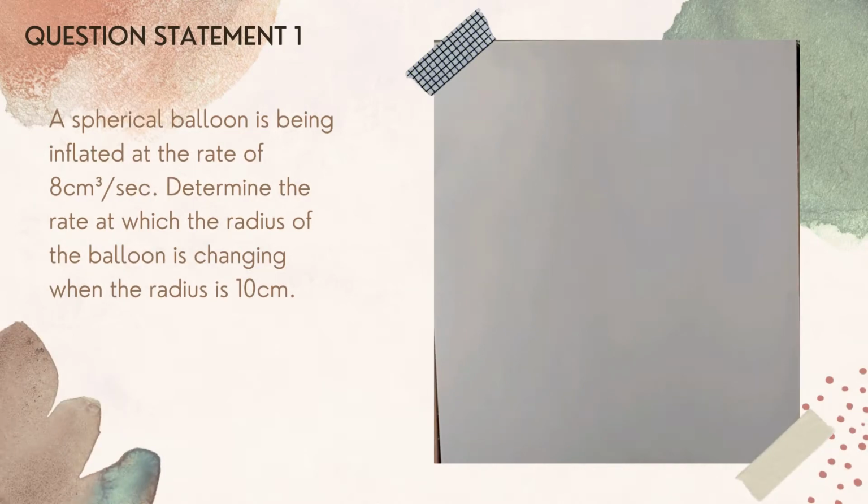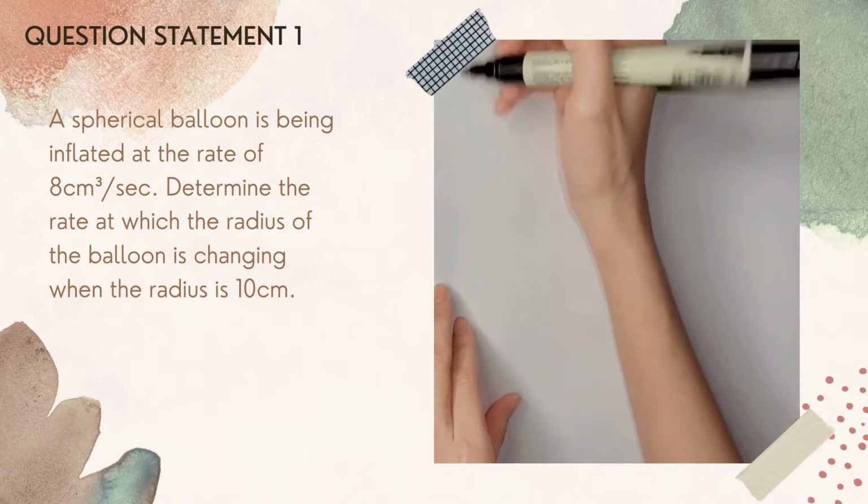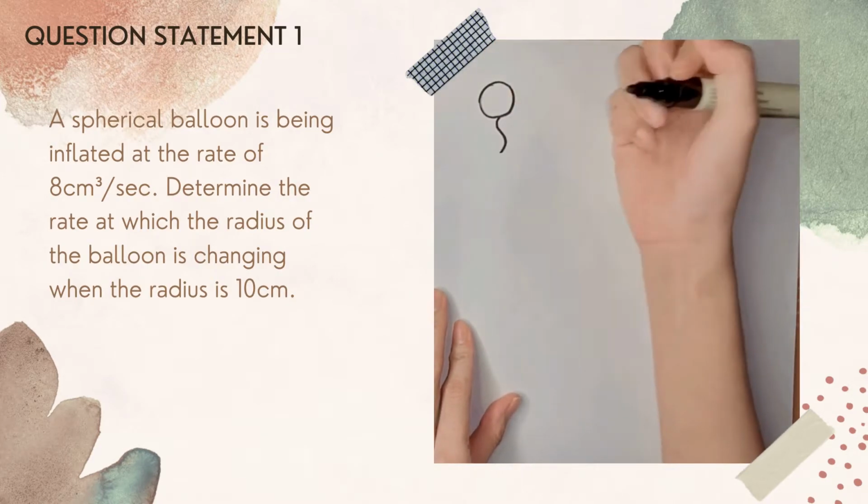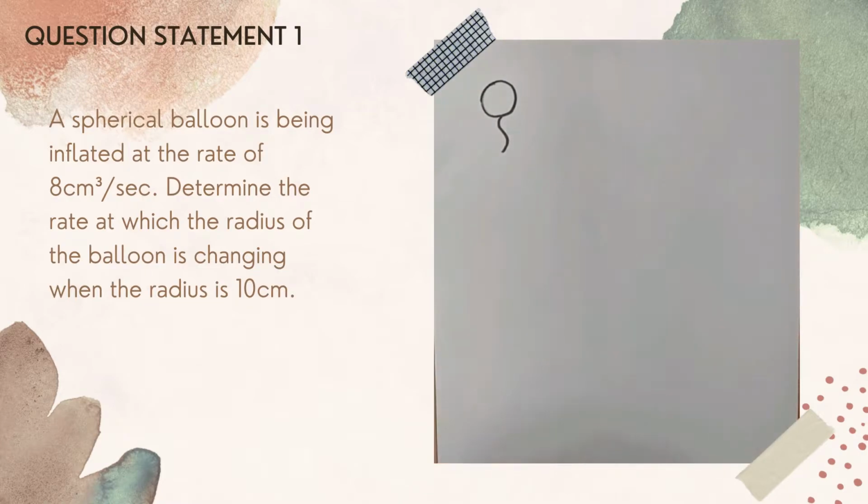Question statement 1. A spherical balloon is being inflated at the rate of 8 cm cubed per second. Determine the rate at which the radius of the balloon is changing when the radius is 10 cm. Let's solve the question together. Step 1. Sketch the diagram. The statement mentioned a spherical balloon, which means the shape is a sphere.